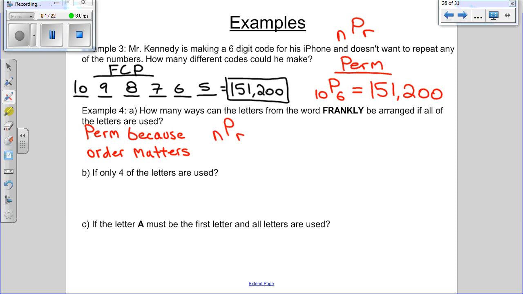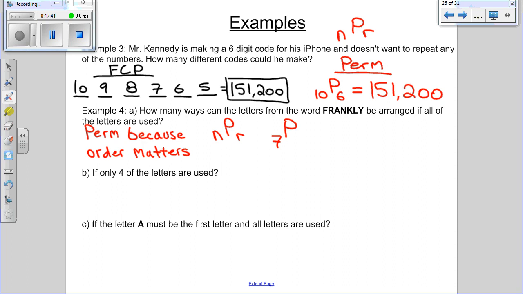7. How do you know 7, KJ? There's 7 letters. There's 7 letters to take from. Exactly. So this has to be 7 letters. Now, how many of those letters do I actually want to arrange? All 7 of them. So it's 7P7.